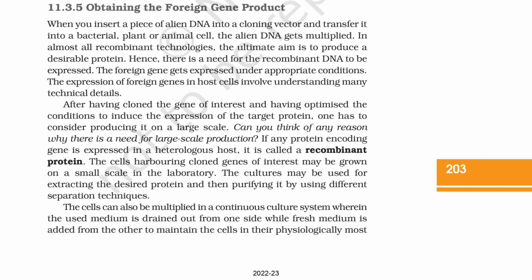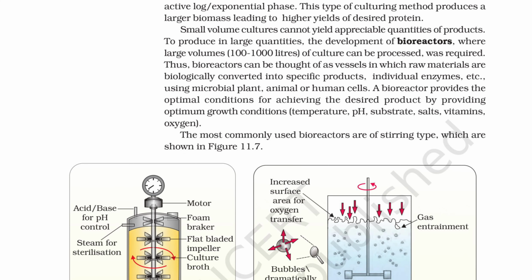The cells harboring cloned genes of interest may be grown on a small scale in the laboratory. The cultures may be used for extracting the desired protein and then purifying it by using different separation techniques. The cells can also be multiplied in a continuous culture system wherein the used medium is drained out from one side, while fresh medium is added from the other to maintain the cells in their physiologically most active log, exponential phase. This type of culturing method produces a larger biomass leading to higher yields of desired protein.